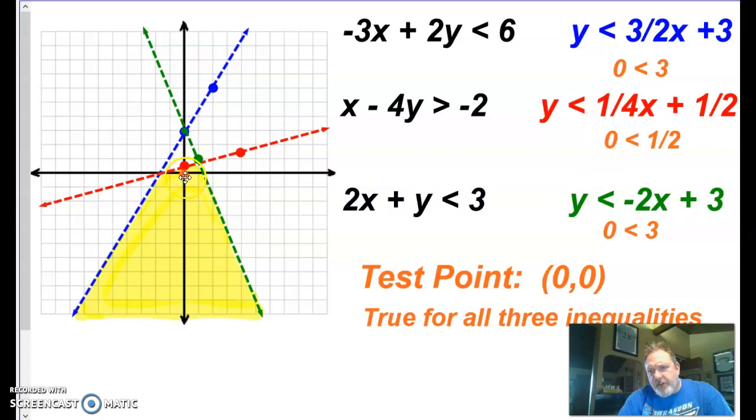And I use 0, 0 again for my test point. And it was true for all 3. So I have to shade the region for all 3 that is going toward 0, 0, and that ends up being this trapezoid looking section right here. If I go in any of these other sections on the graph, it only satisfies 2 out of 3 or 1 out of 3. And again, we have to satisfy all 3 of these in order for it to be a solution.